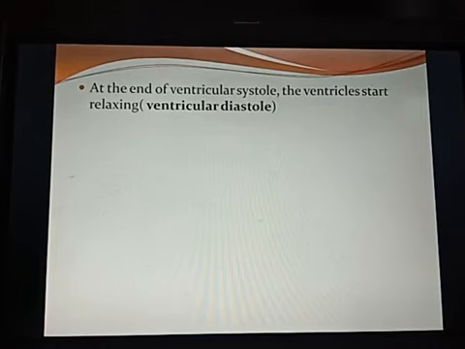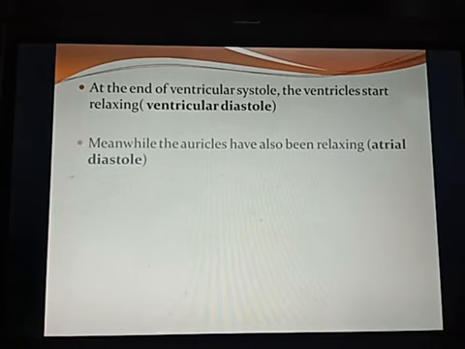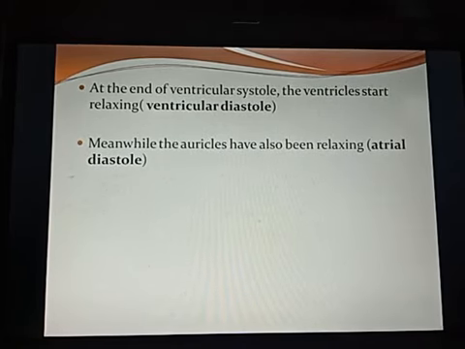At the end of ventricular systole, the ventricle starts to relax. So what will happen at the end of ventricular systole? The ventricle will start relaxing, and that is called ventricular diastole. Meanwhile, the auricles have also been relaxing. So what happens after that? The auricles also go into relaxing mode, and that is termed atrial diastole.